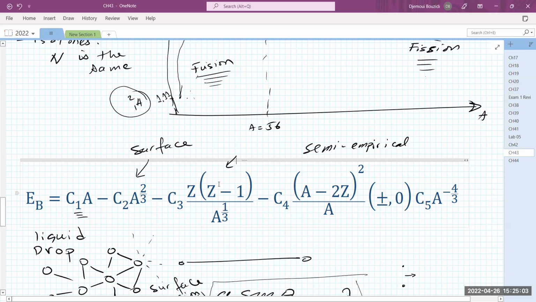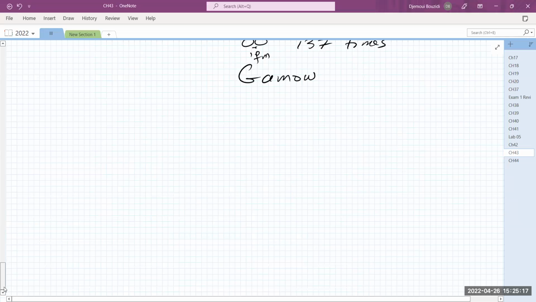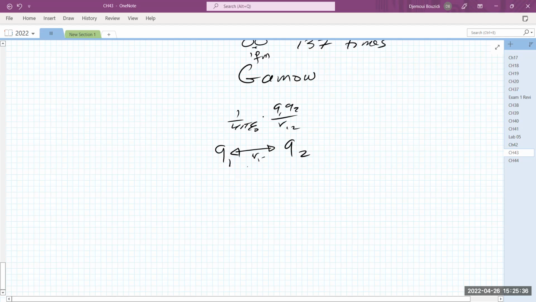It says 1 over R. But look at the numerator. How many protons am I talking about? I'm talking about Z protons interacting with one another. And again, from physics, if you remember, if I have a bunch of charged particles, Q1, Q2, let's say, for example, I only have 2. In this case, I only have 1 interaction between them. So the potential energy is just 1 over 4 pi epsilon naught times Q1 Q2 over the distance between them, which is R between 1 and 2.